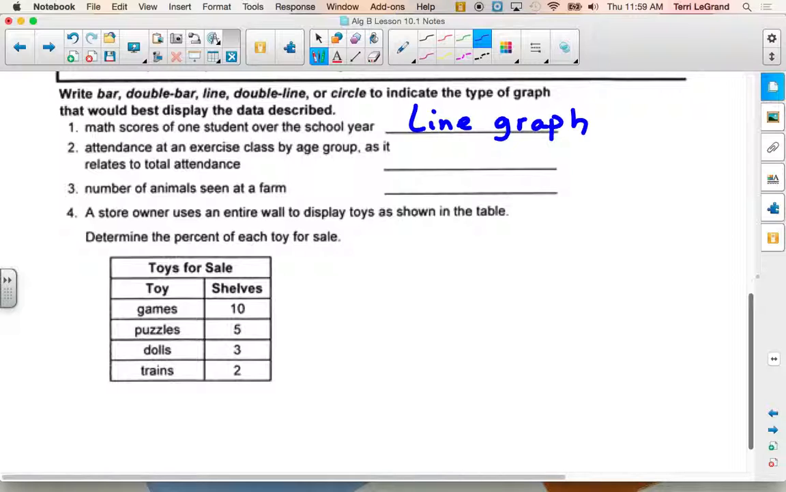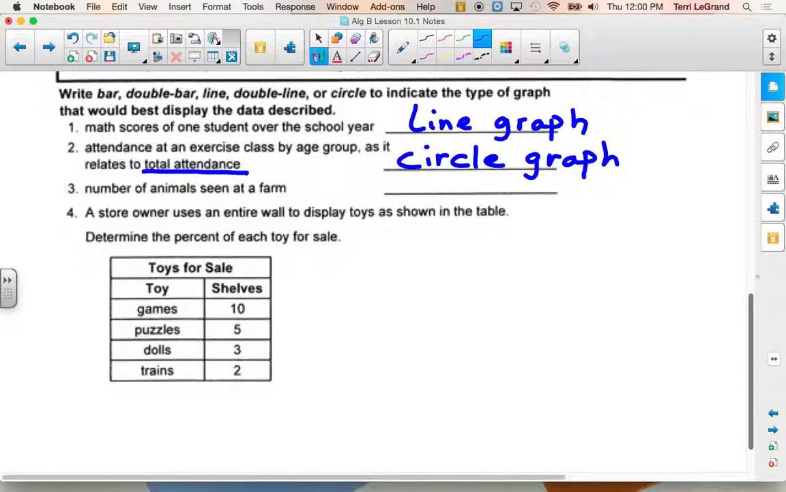What's going on here? Attendance at an exercise class by age group as it relates to total attendance. Here's the key word right here. Go back and look at what they said about circle graphs at the top. Compare categories to a whole set. To a whole set, so it's kind of like whole is total. So this would actually be a good circle graph, because we want to compare it to the whole.